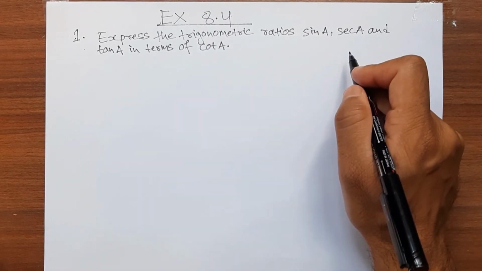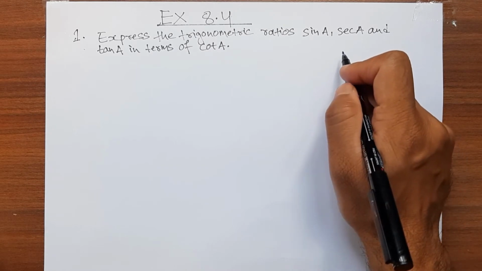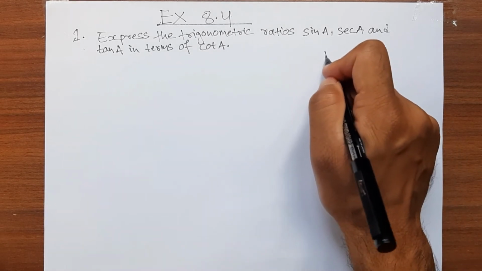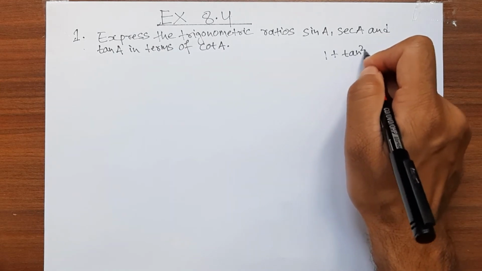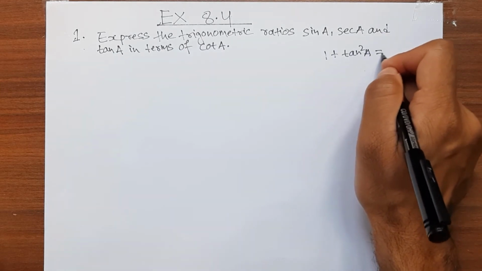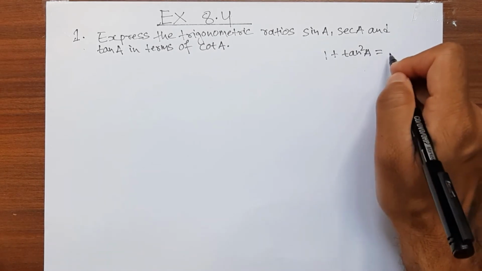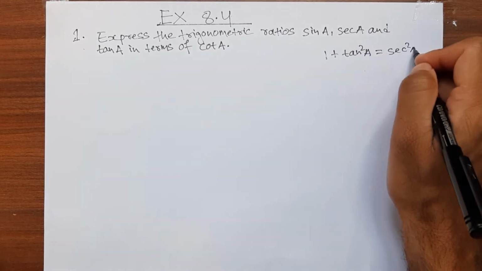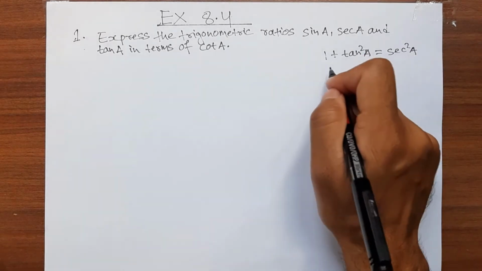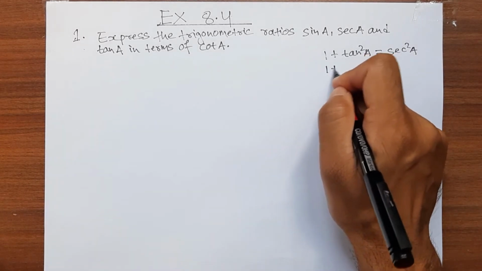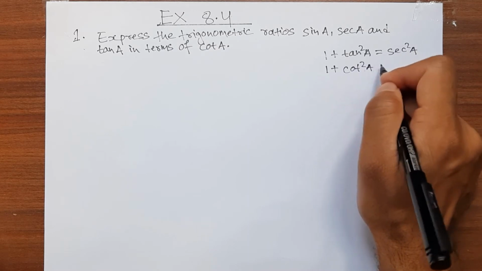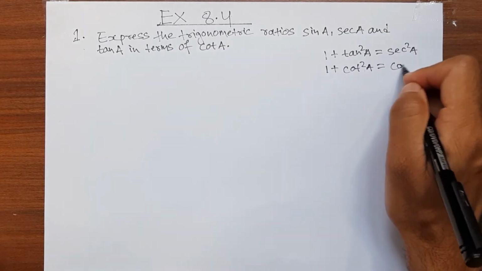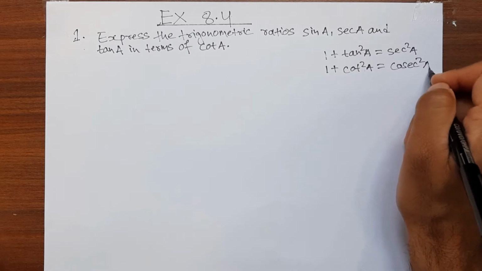So let me write those identities, that is 1 plus tan square A equals sec square A. Another one, 1 plus cot square A equals cosec square A.